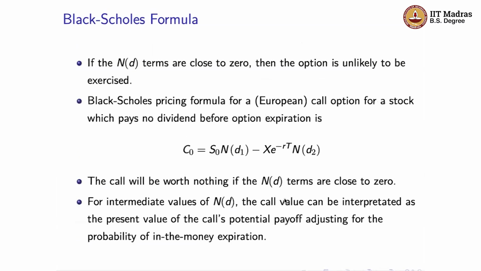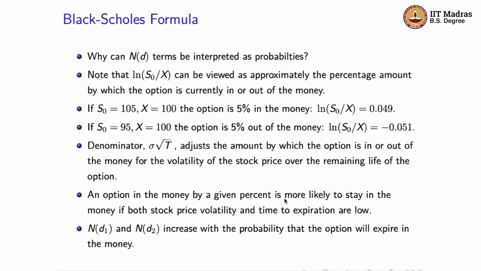So you've basically got log of S0 by X. You can think of it as approximately the percentage amount by which the option is currently in or out of the money. So for instance, suppose that S0, the current stock price, is 105 and X is equal to 100, then this option is actually 5% in the money, right? Because this is just 5% more than that. So in this case, if you had calculated log of S0 by X, you would have got actually 0.049, which is close to 5%, right?